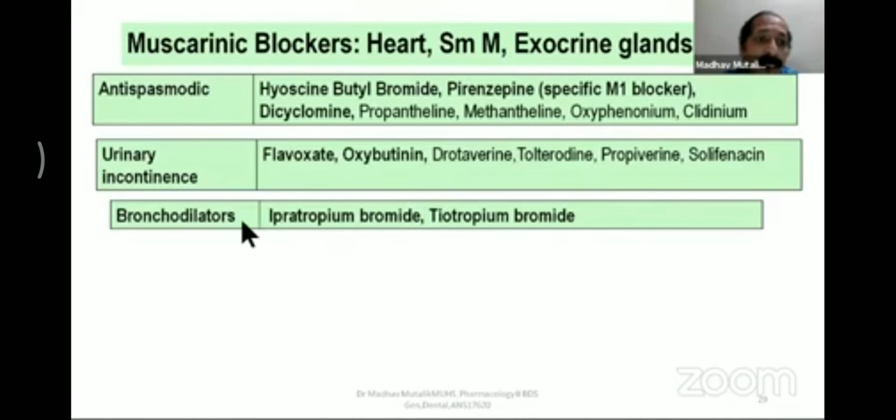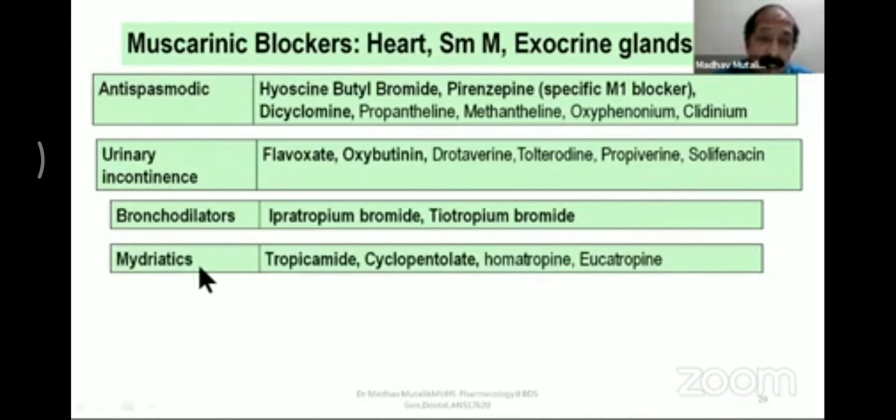Then there are drugs which are bronchodilators. We said atropine is contraindicated in bronchial asthma. The reason was the dryness of the respiratory tract. But we have atropine substitutes which will produce bronchodilation like atropine, but the dryness will not be there. These are ipratropium bromide and tiotropium bromide, mostly used by the route of inhalation.